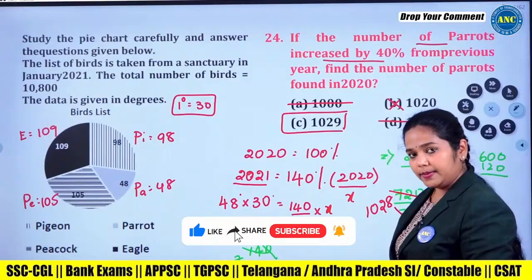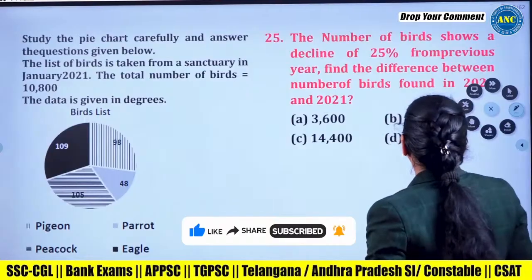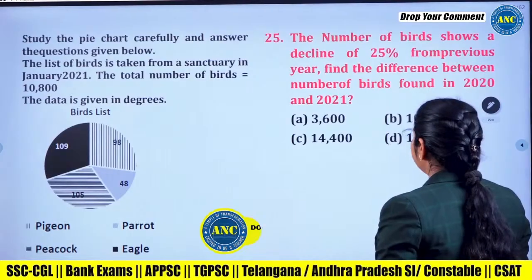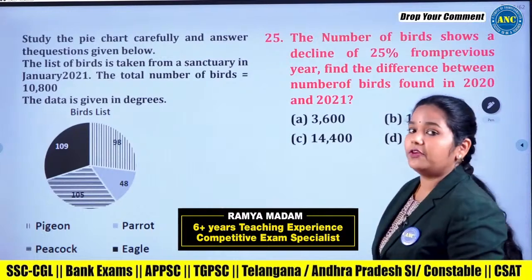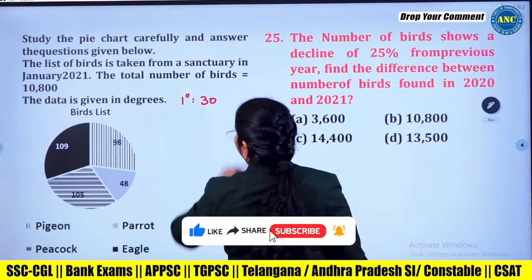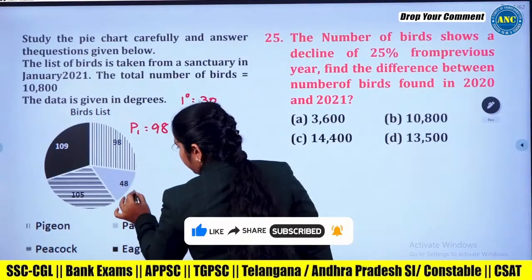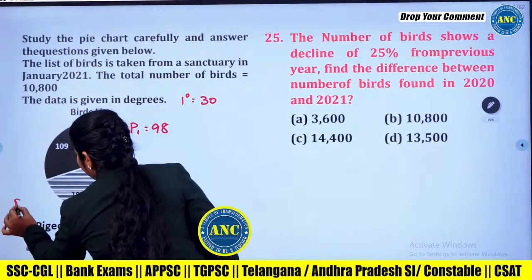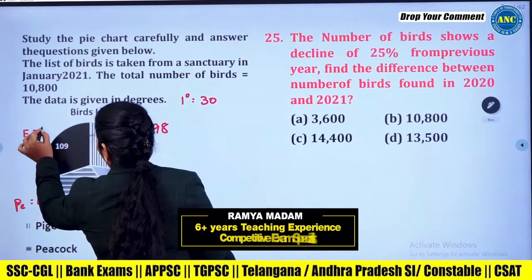Clear till now? Next question. Question number 25. The number of birds shows a decline of 25% from previous year. Find the difference between number of birds found in 2020 and 2021. Here, initial data, this is 30, pigeon 98, parrot 48, peacock 105 and eagle 109.